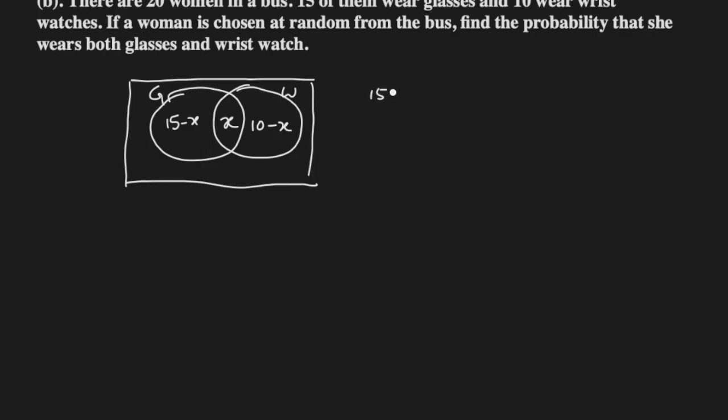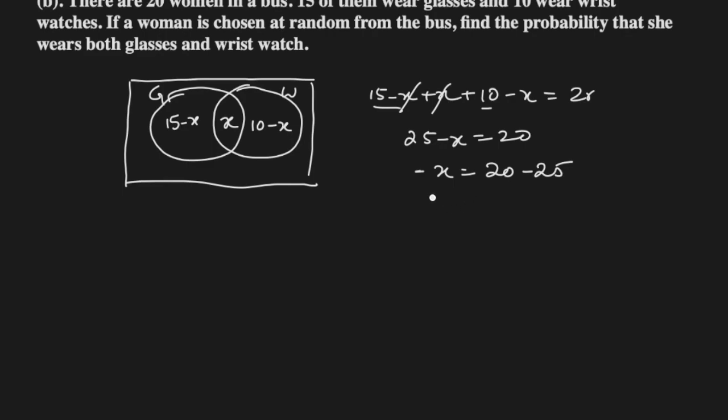So 15 minus X plus 10 minus X will be the total number of women, which is 20. So 25 minus X equal to 20. Negative X equal to 20 minus 25. Negative X equal to negative 5. X equal to 5. That means there are 5 women who wear both glasses and watch. So there are 10 who wear only glasses and 5 who wear only watch.